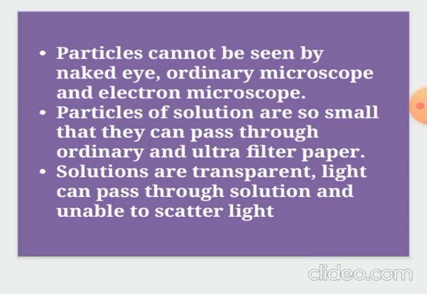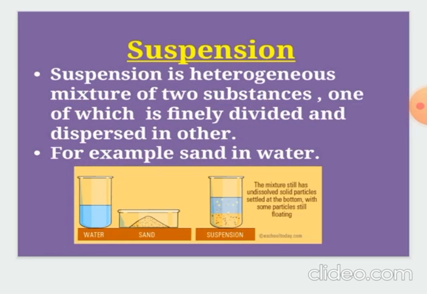Particles are so small that they cannot be seen by the naked eye, by an ordinary microscope or by an electron microscope. Particles of the solution are so small that they can pass through ordinary and ultrafilter paper. Ultrafilter paper is filter paper that contains very small pores as compared to ordinary filter paper. A solution is transparent, light can easily pass through the solution, and the light is not scattered. Because the particles are very small, they are unable to scatter the light.